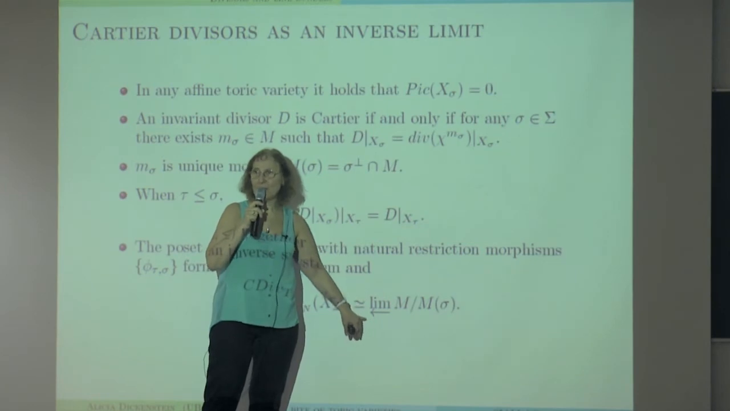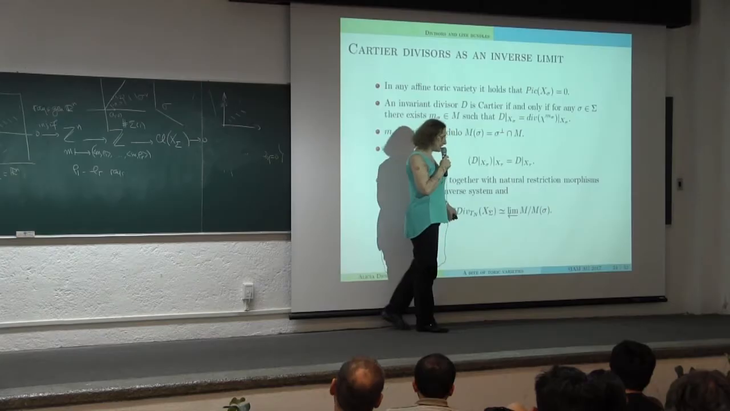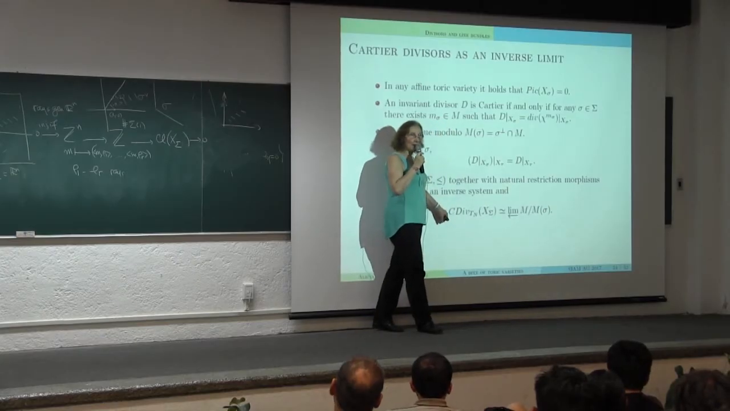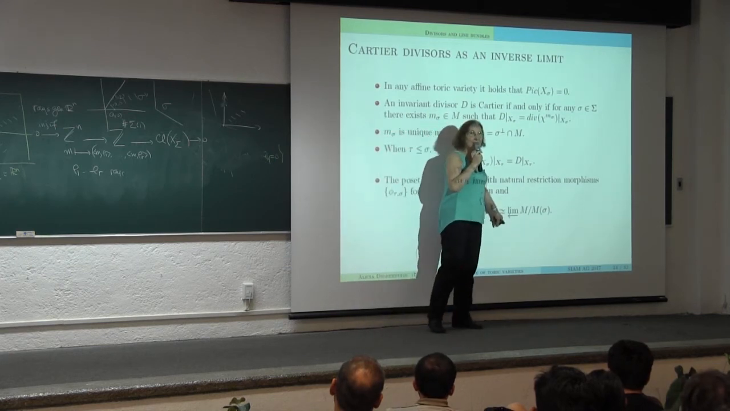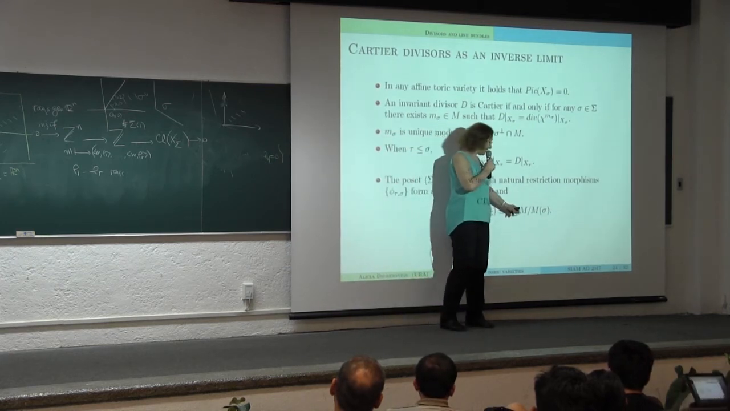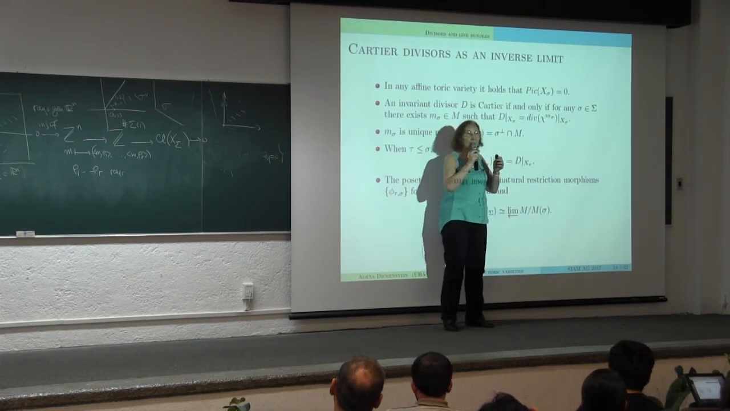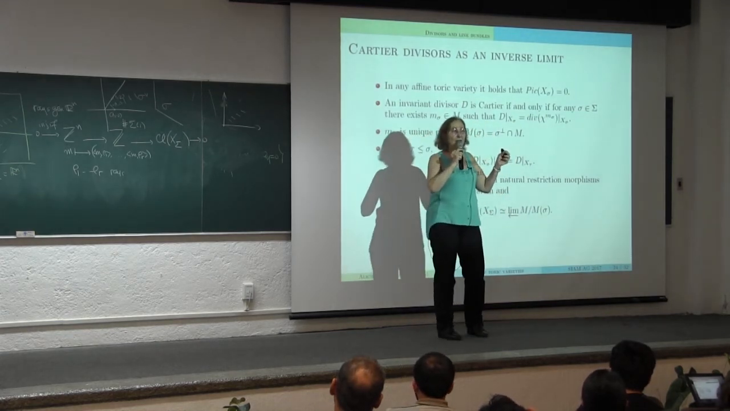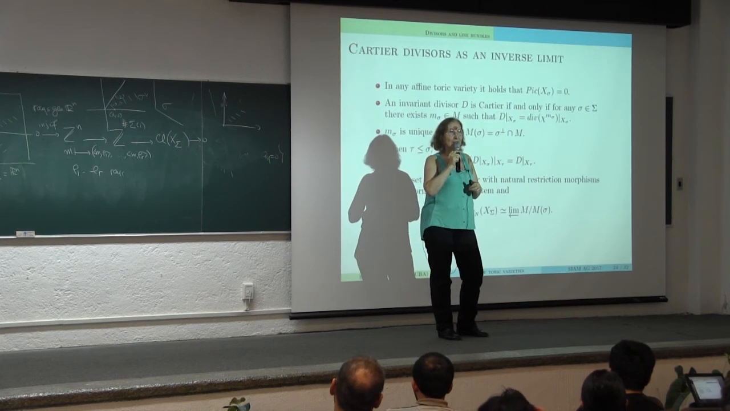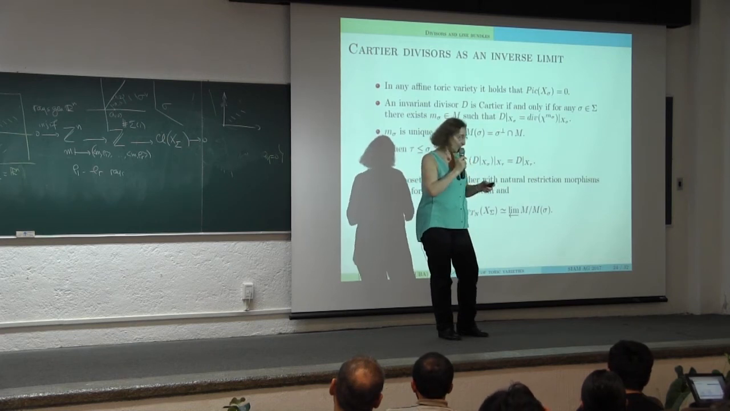Okay? What's the meaning of saying that these Cartier invariant divisors are this inverse limit? This means that I need one lattice point for each cone, and this is just to keep it unique, and there is a natural compatibility. The one that holds for sigma also holds for all the faces of sigma. This is the only thing that this is saying.